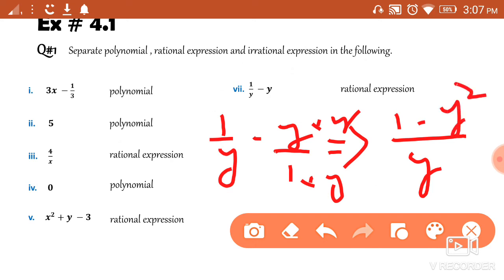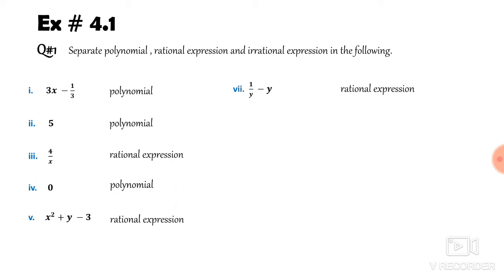Now we can see that we have a polynomial in the numerator. We also have a polynomial in the denominator. 1 minus y square is a polynomial, upon y, y is a polynomial. So it is a rational expression. We have to simplify first and then identify which type of expression it is. 1 upon x square plus 2. Again we have a polynomial in the numerator, also a polynomial in the denominator. So this is a rational expression.